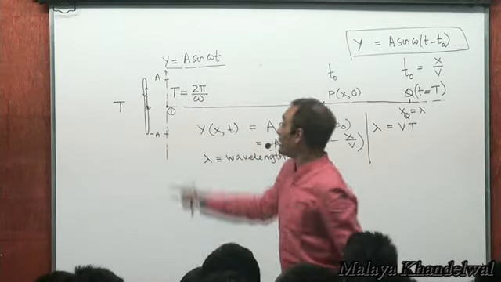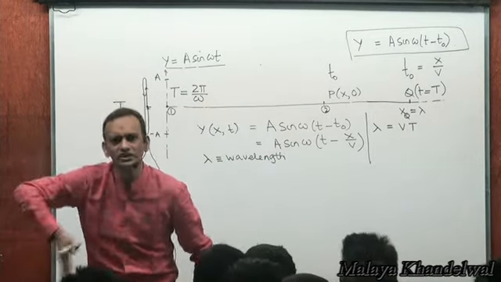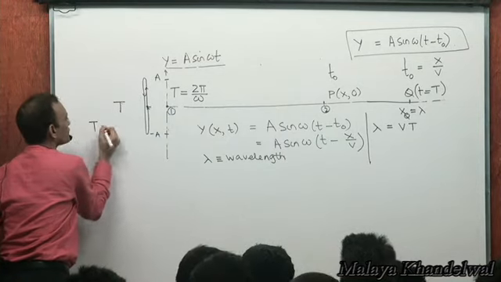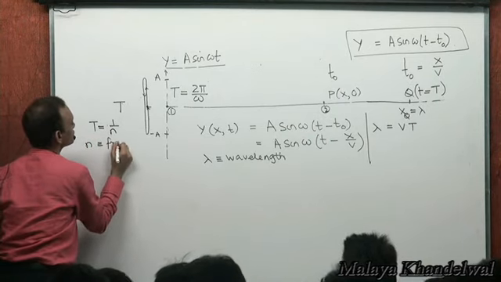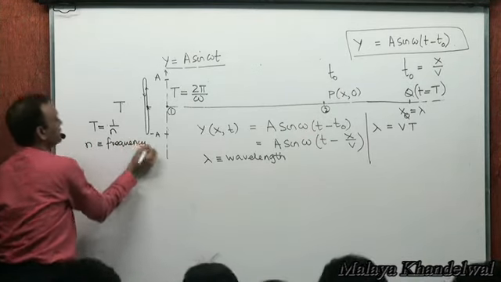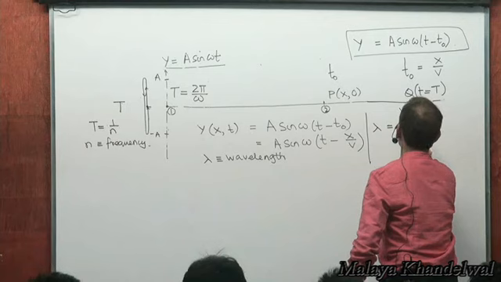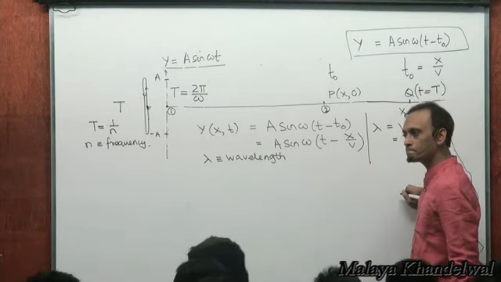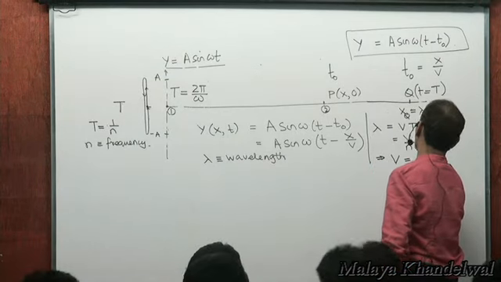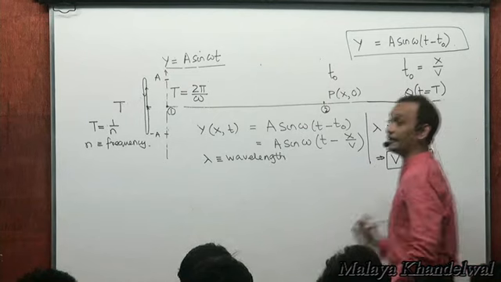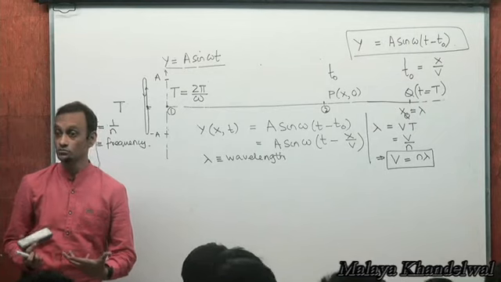But capital T, the time period of motion of this constituent particle, is 1 by n, where n is the frequency of oscillation in hertz or per second. So I can write V divided by n, with T as 1 by n. This gives me the wave velocity V as n lambda. Yes or no? Do you all understand this?